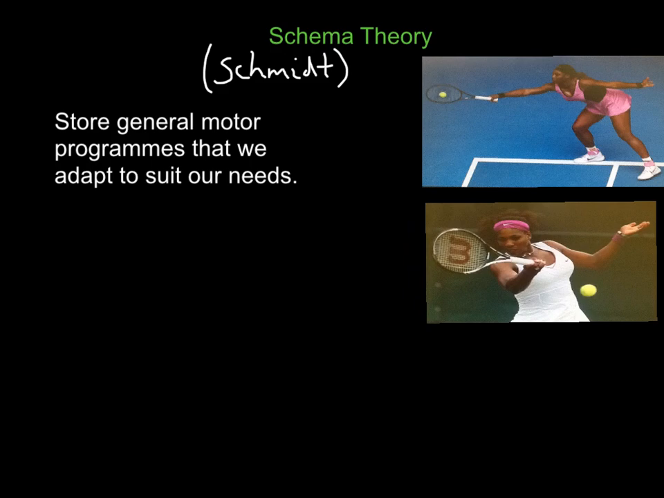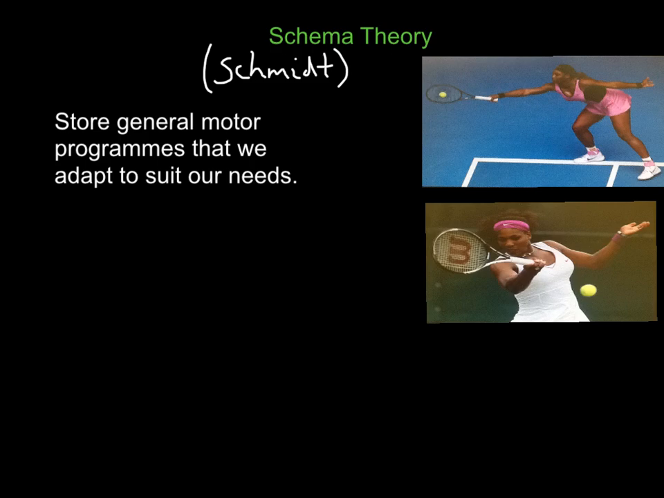What great tennis players do is adapt that motor program to suit their current needs. Serena Williams is running the motor program for a forehand racket shot to hit that tennis ball over the net. She's using the exact same motor program here, but she, being the pro that she is, has adapted it to suit the current needs, stretching the arm out a little bit more, leaning more at the waist in order to reach that ball. So Schmidt said, we don't have that many motor programs; we store general motor programs and we adapt them to suit our current needs. That's what Schema Theory is about.